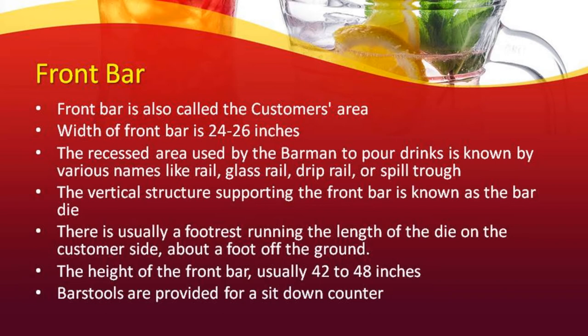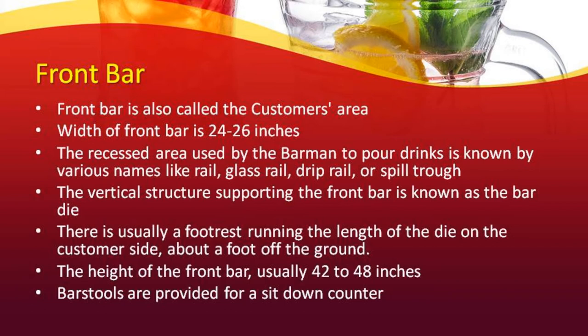The vertical structure supporting the front bar is known as the bar die. It is like a wall separating the customer from the working area. It forms a T with the bar, making a kind of table on the customer side, with the other side shielding the underbar from the public view. There is usually a footrest running the length of the die on the customer side, about a foot off the ground. This footrest is made of brass rail, which has brass spittoons every few feet.